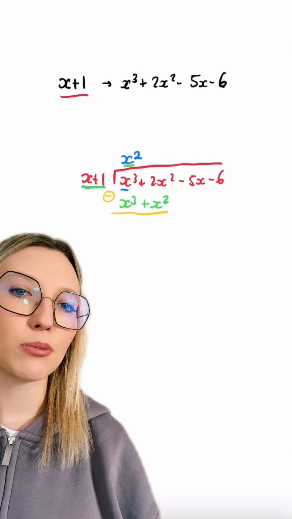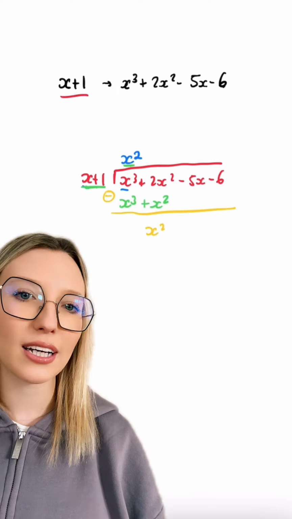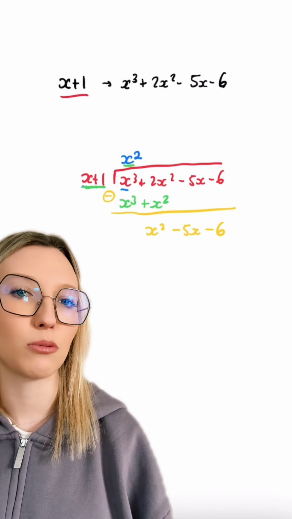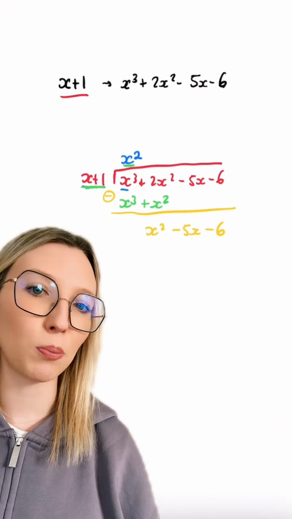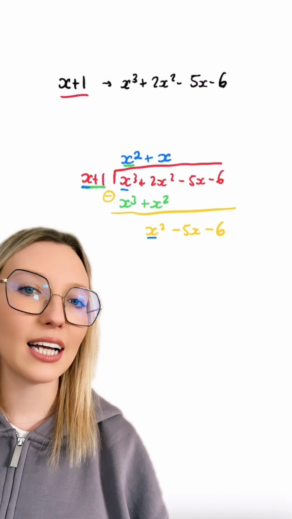So we've got x cubed minus x cubed, which cancels, 2x squared minus x squared, which is x squared, minus 5x minus 0, which is minus 5x, and minus 6 minus 0, which is minus 6. We're now going to repeat this process, looking at what we need to multiply this x by to get to x squared, and it's x.